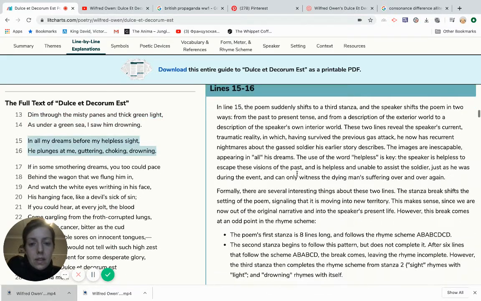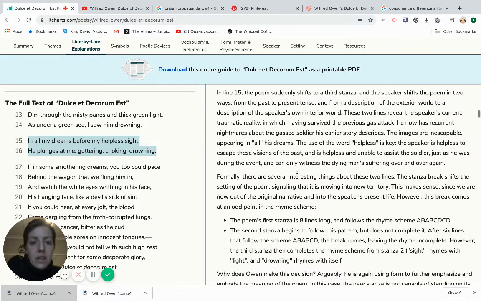Lines 15 to 16. In line 15, the poem suddenly shifts to a third stanza. "In all my dreams before my helpless sight, he plunges at me, guttering, choking, drowning." And the speaker shifts the poem in 2 ways, from the past to the present, and from a description of the exterior world to a description of the speaker's own interior world.